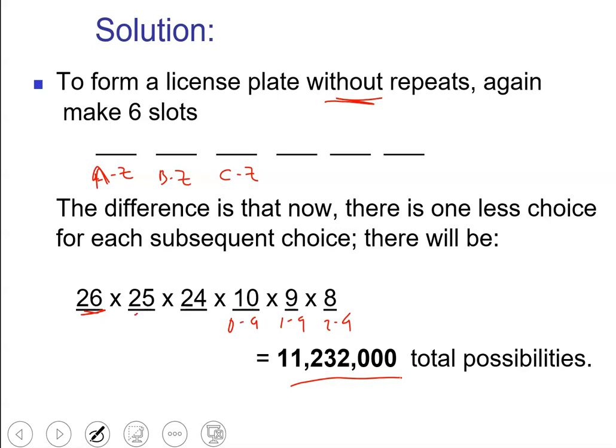And you're going to see me do this method a lot, where I say, okay, here's how many slots I have, what are my options for each of them, and I fill in the blanks of how many total options I have for each blank.